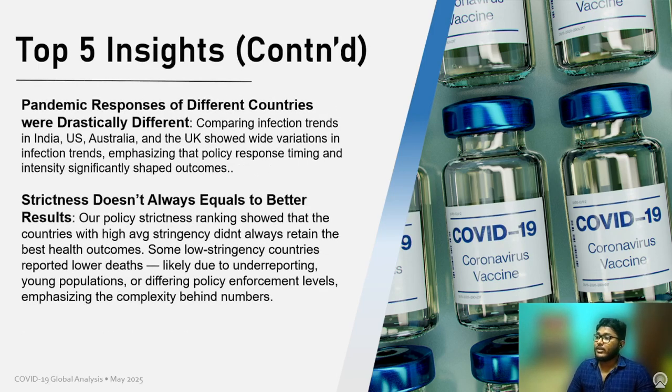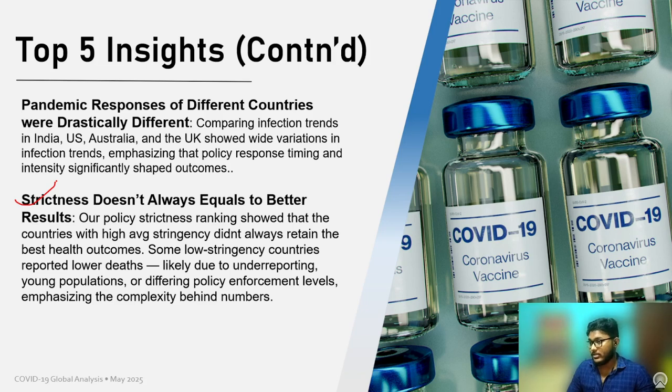We saw that pandemic responses of different countries were drastically different. Comparing infection trends in USA, Australia, India, and the United Kingdom, they showed us a wide variation of infection trends, emphasizing that policy response timing and intensity significantly shift outcomes. The last insight is that strictness doesn't always equal better results.